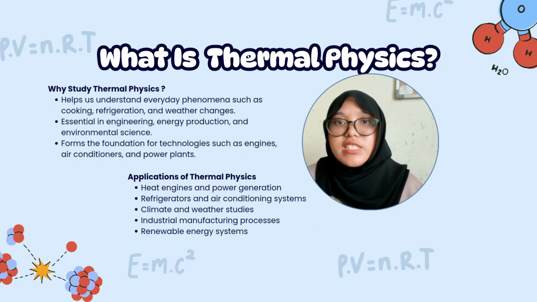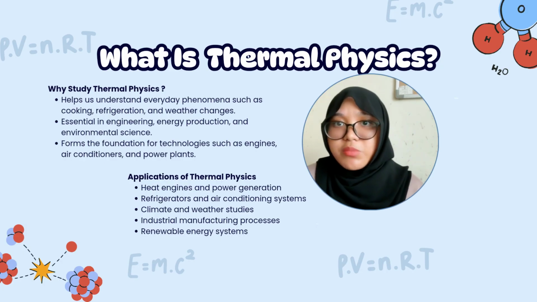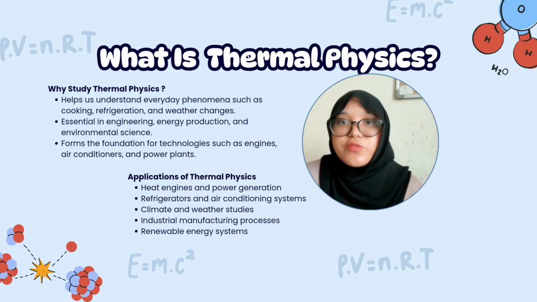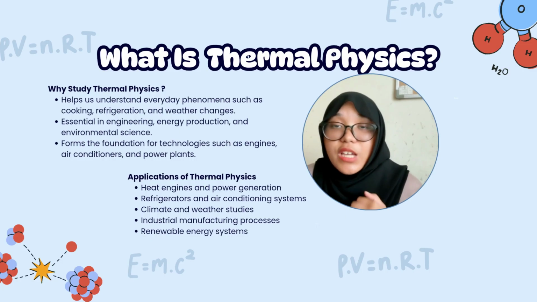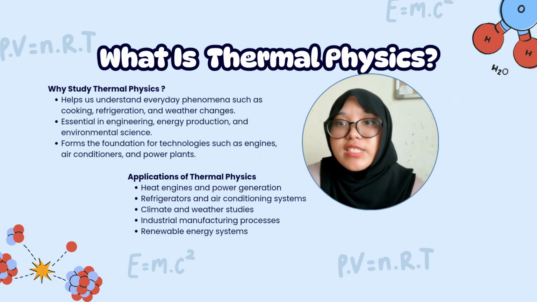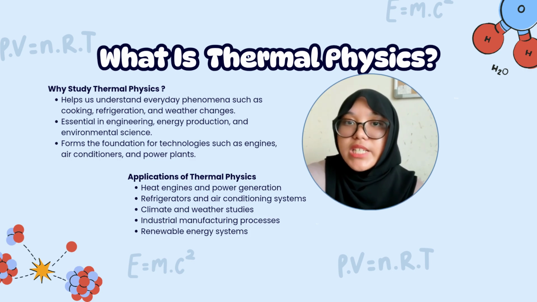First, heat engines and power generation. Thermophysics is used in heat engines, where thermal energy is converted into mechanical energy. This principle is applied in car engines, steam turbines, and power plants to produce useful work and electricity. The second one is refrigerators and air conditioning systems. Refrigerators and air conditioners operate by transferring heat from a cooler region to a warmer region. Thermophysics helps us understand how these systems maintain comfortable temperatures and preserve food.